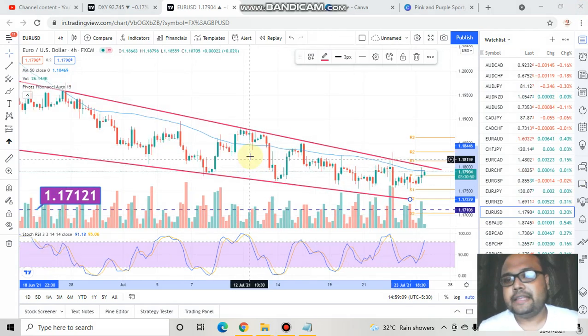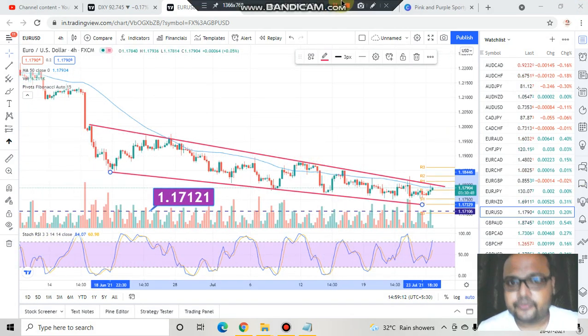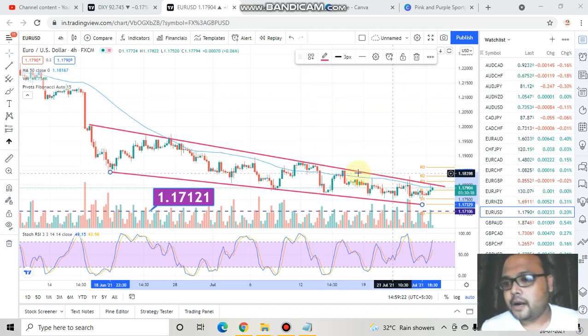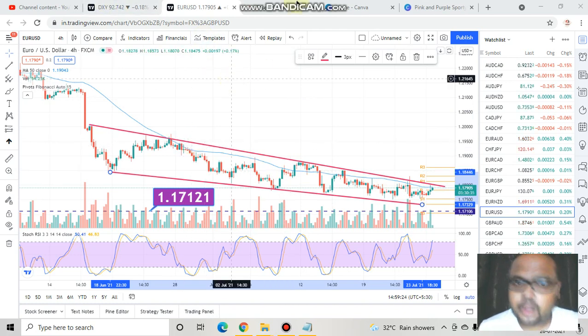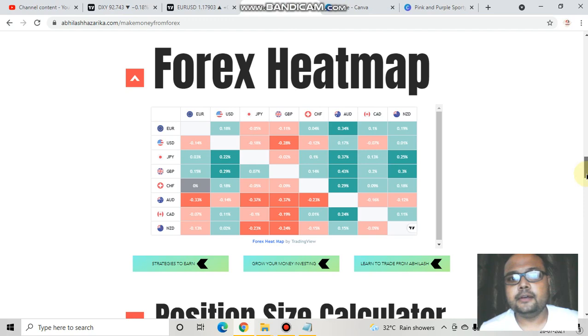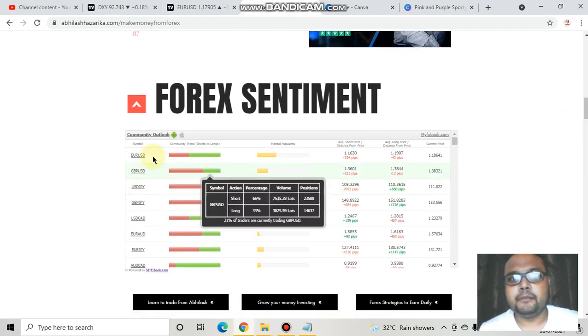If you do not have these lines drawn in your charting platform, then I'll request you to draw this line so that you can understand the chart better, so that you can trade better and analyze the market better. Apart from these levels, you also need to watch the Forex sentiment meter.